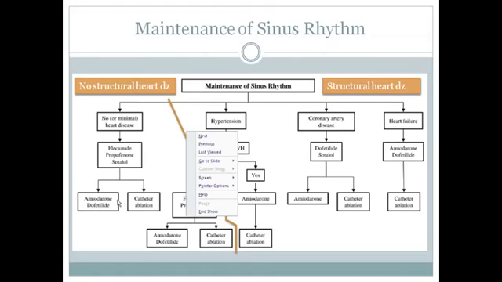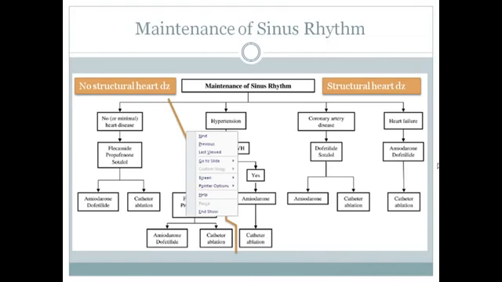Amiodarone is a poison. Amiodarone is bad, and the more you use it, the worse it is. Don't use amiodarone chronically. You're doing harm if you use amiodarone chronically. So that's why we try to avoid it.